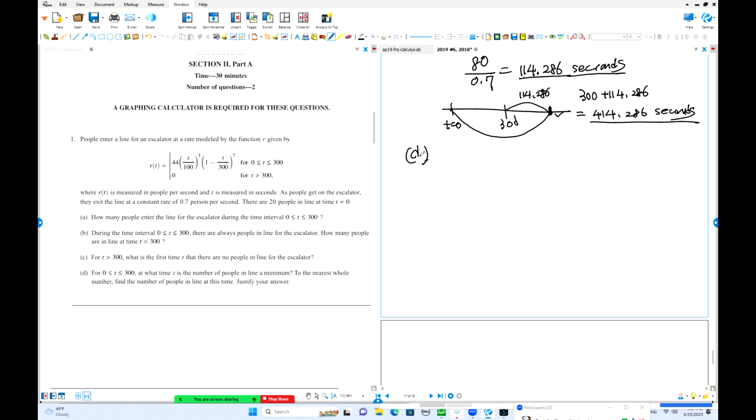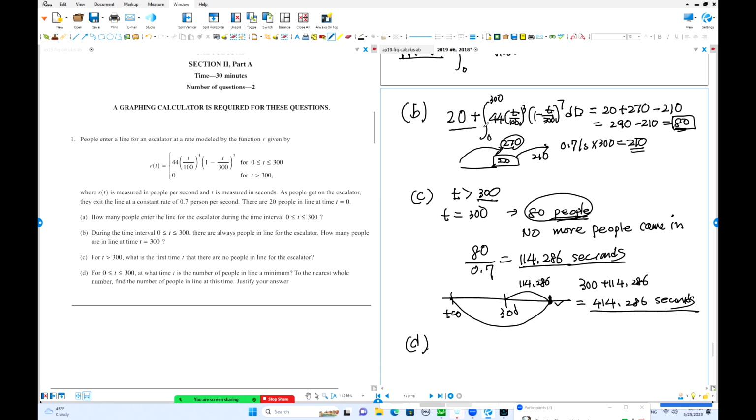Now part D. T is between 0 and 300. At what time t is the number of people in line at a minimum? To the nearest whole number, find the number of people in the line at this time, okay? So maybe the minimum is up here, the total number in the line, okay? Wow, this is a lot of work, okay? Let's find the total number in the line, same as before, okay? We did this one, go back over here.